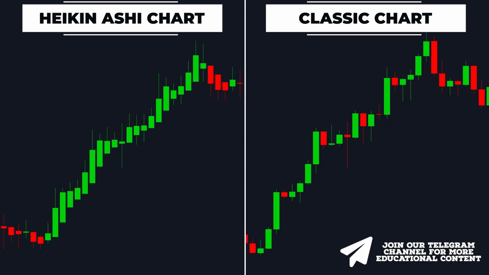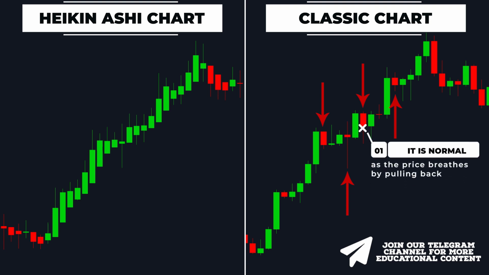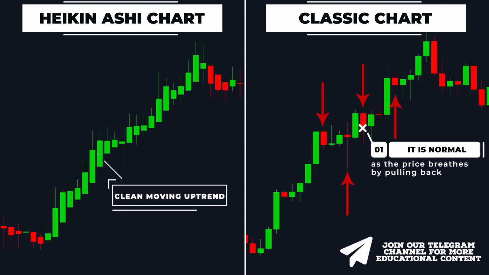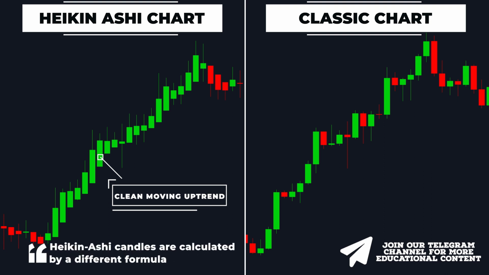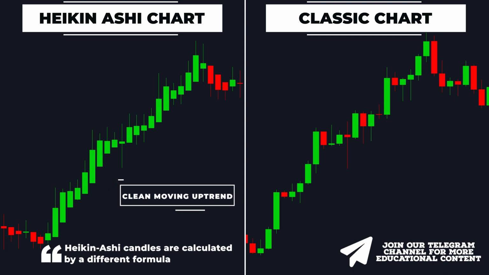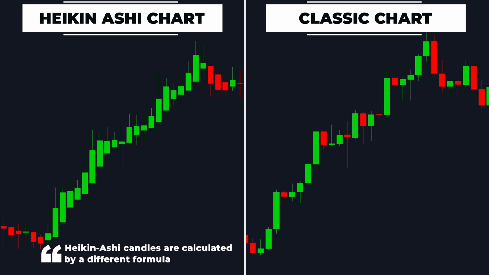As can be seen on the right chart, we have some red bearish candles during an uptrend, which is normal because the price always moves cyclically. Alternatively, the Heikin Ashi candles remove all that short-term noise and show us a pure trend. That's because Heikin Ashi candles are calculated using a different formula. Let's consider it in depth.